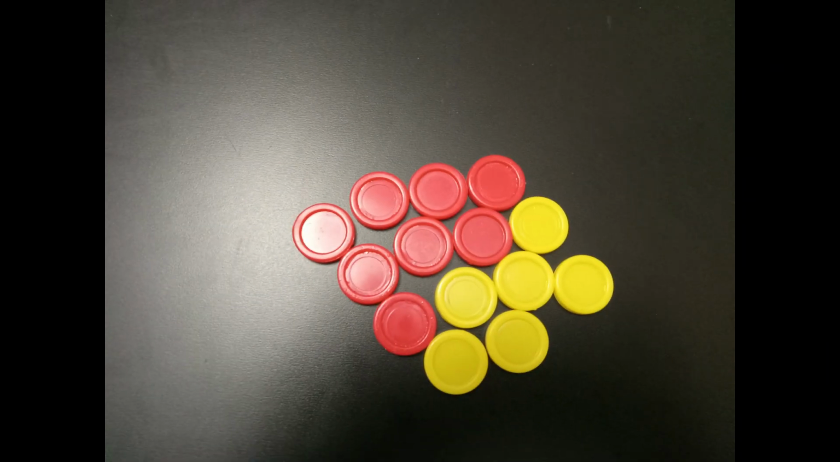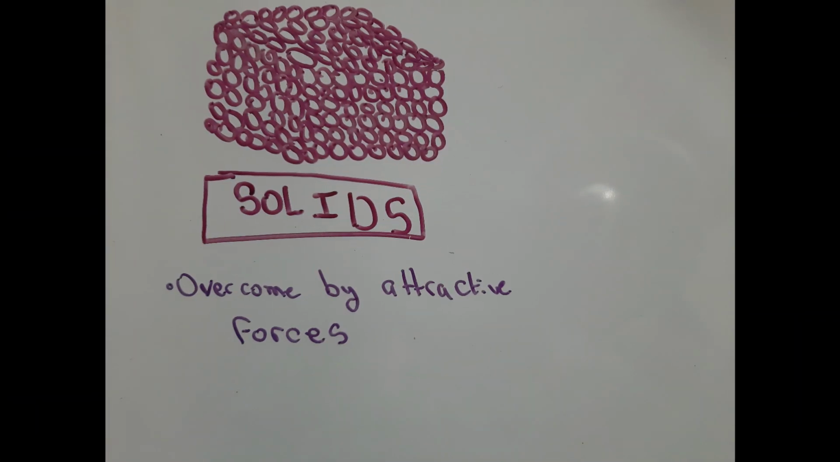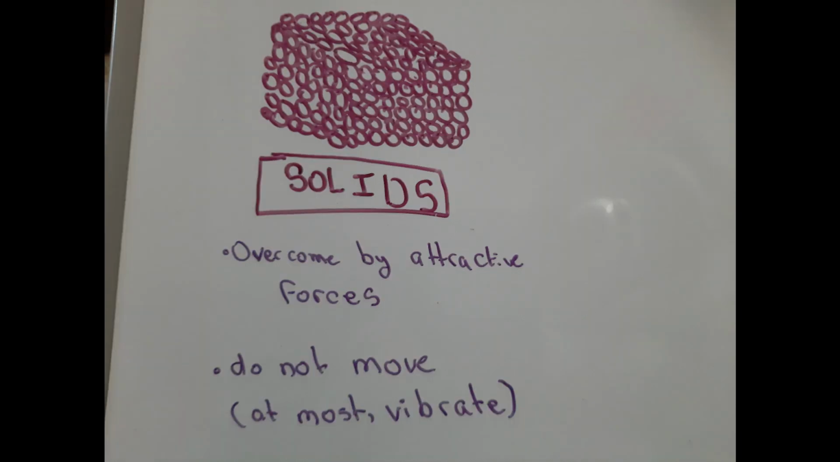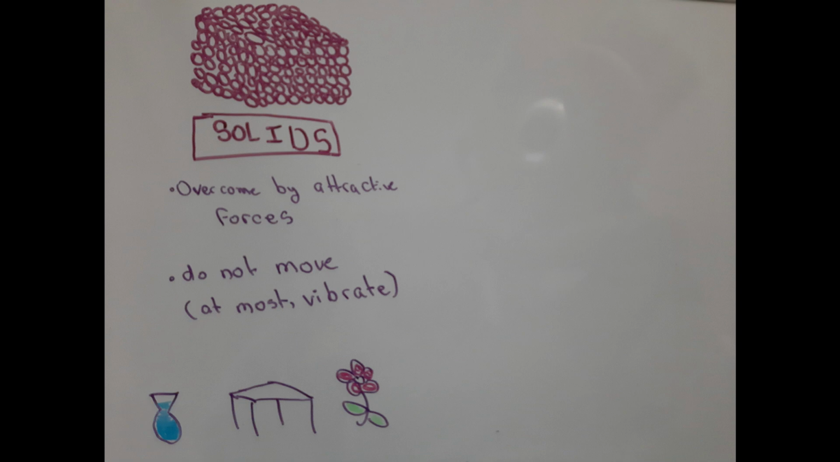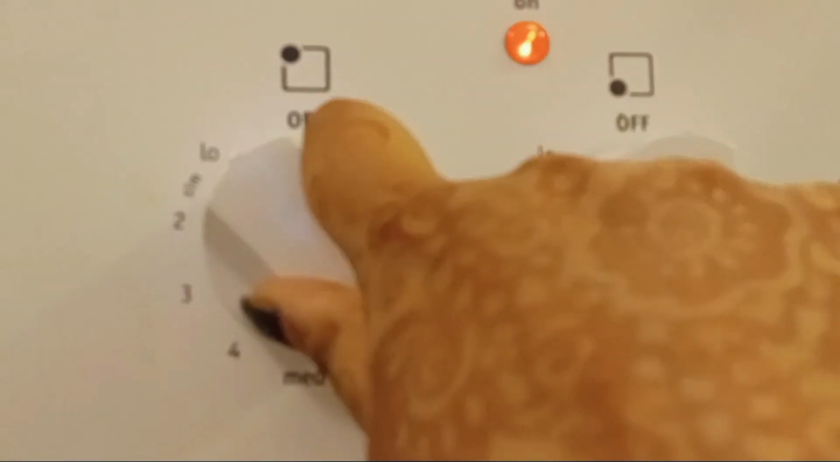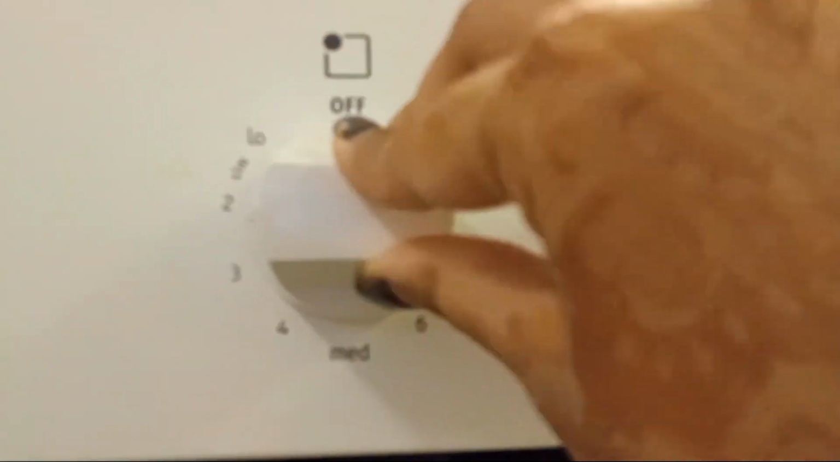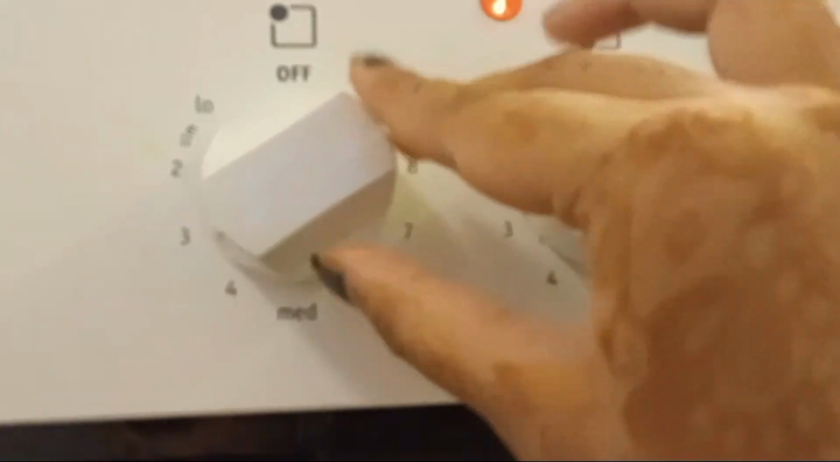In a solid, the particles are overcome by the attractive forces between particles. They are jam packed and bunched up together. They don't move. At most, they vibrate. Solids have a fixed shape and volume, but heat gives particles energy. The more you turn up the heat, the more energy the particles get, the faster they move.